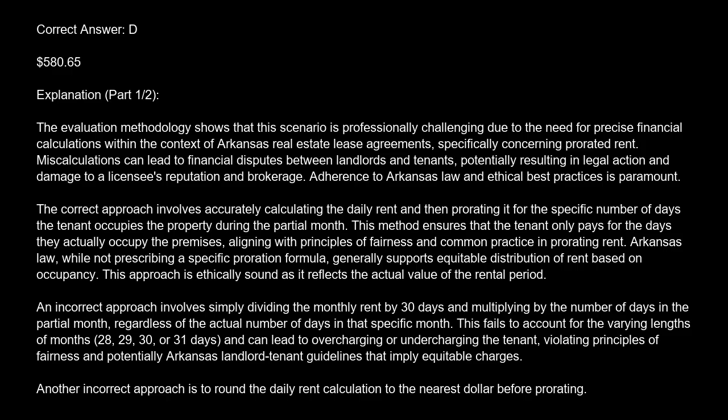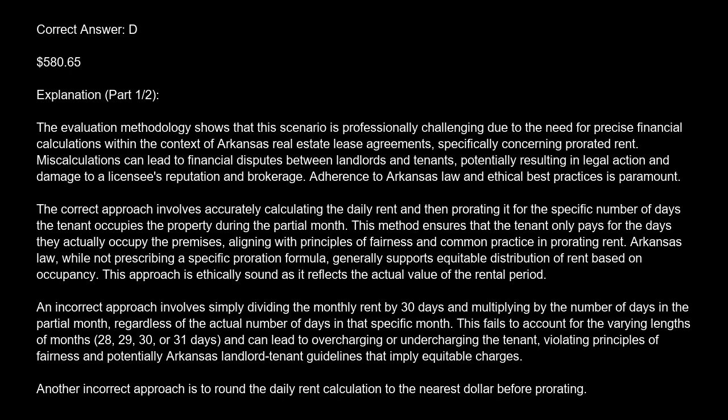An incorrect approach involves simply dividing the monthly rent by 30 days and multiplying by the number of days in the partial month, regardless of the actual number of days in that specific month. This fails to account for the varying lengths of months, 28, 29, 30, or 31 days, and can lead to overcharging or undercharging the tenant, violating principles of fairness and potentially Arkansas landlord-tenant guidelines that imply equitable charges.